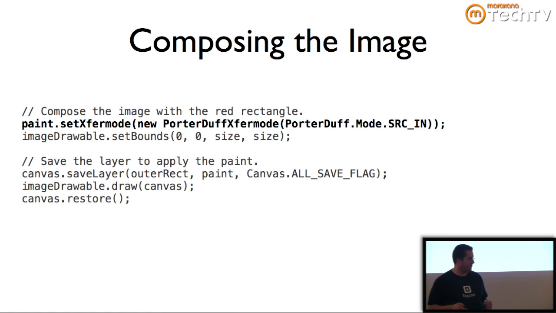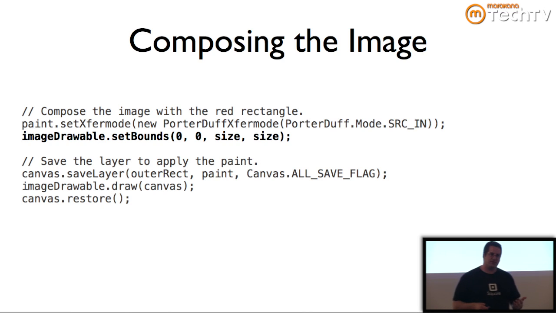So we set the Porter Duff mode. We set the bounds of the drawable. This is important, remember we're dealing with drawables instead of a bitmap. So whenever you paint a drawable in Android, you have to explicitly set the boundaries of the drawable. Otherwise it defaults to 0 by 0, and then when you draw it, you get nothing. And then you're banging your head against your keyboard wondering, why isn't it drawing? So you have to set the size.